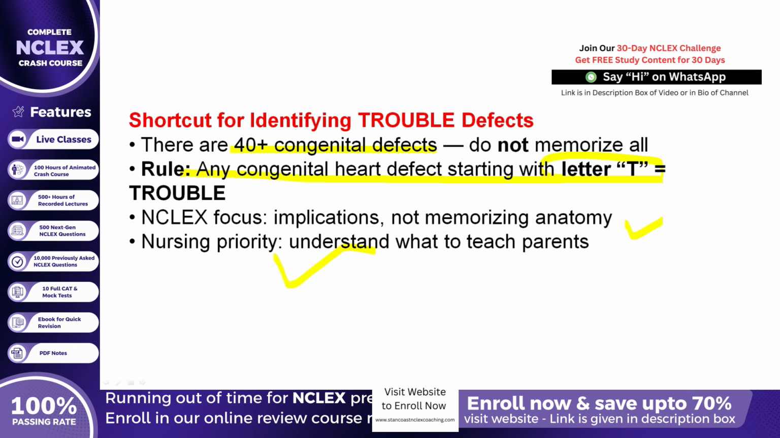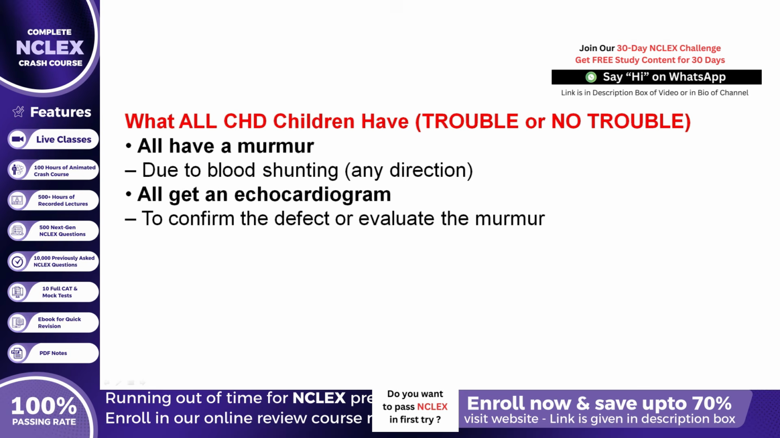Next, let us look at what all children with congenital heart disease have, whether they are trouble or no trouble. All of them have a murmur because blood is shunting in some direction. All of them get an echocardiogram to confirm the defect or to evaluate the murmur.